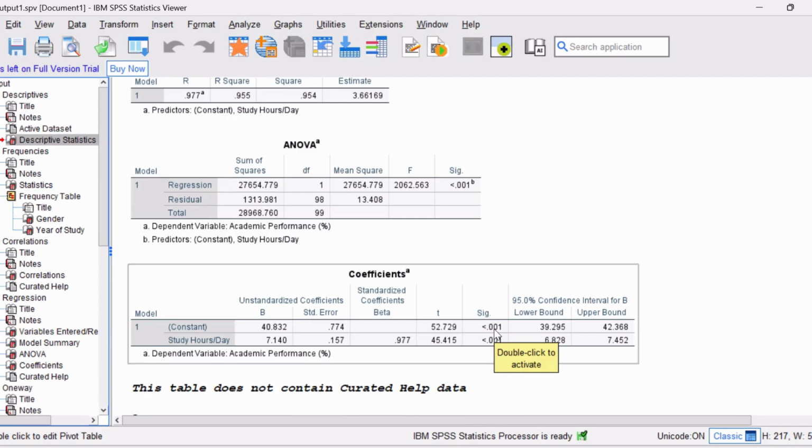On top of this, the regression coefficient for the study hours was 7.140, and this means that for every additional hour spent studying, academic performance increased by approximately 7.14% in their overall grade. So in real-world research, this is exceptionally strong, and it's uncommon for one variable alone to explain over 95% of academic performance. So this outcome is useful for demonstration.